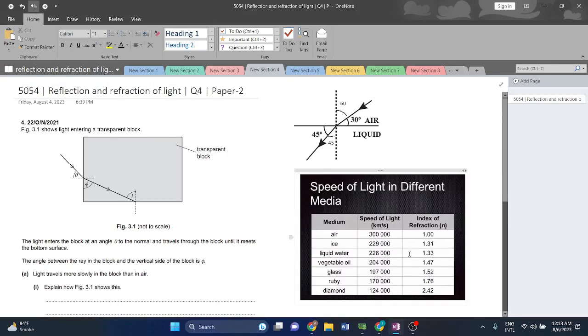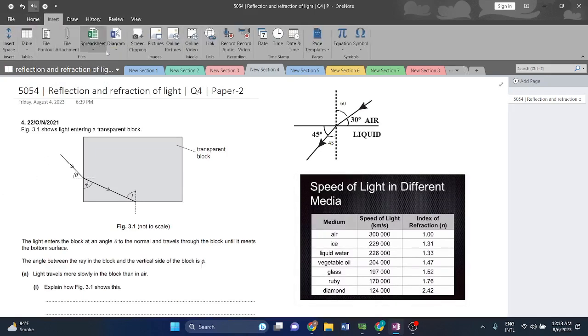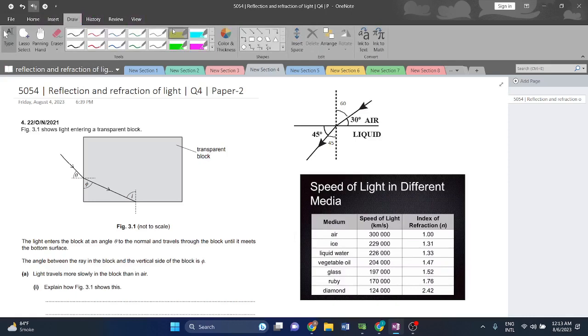Welcome back, guys. हम करेंगे reflection and refraction of light. Question 4, paper 2, 5054. Let's start. Question 4. Figure 3.1 shows the light entering a transparent block.